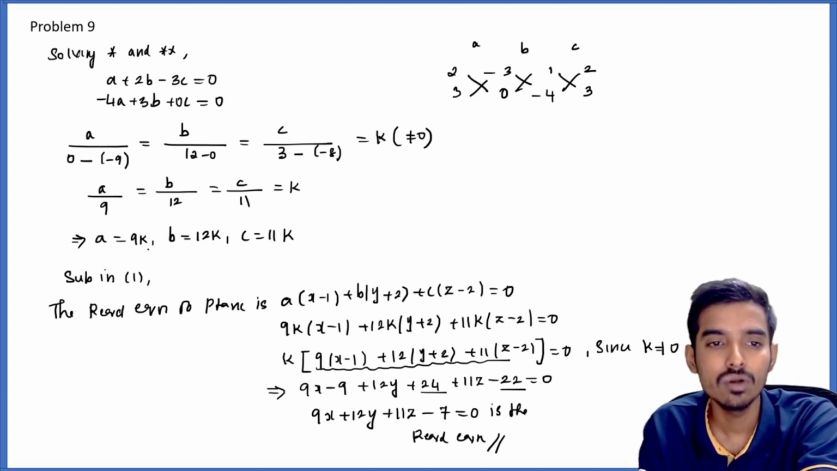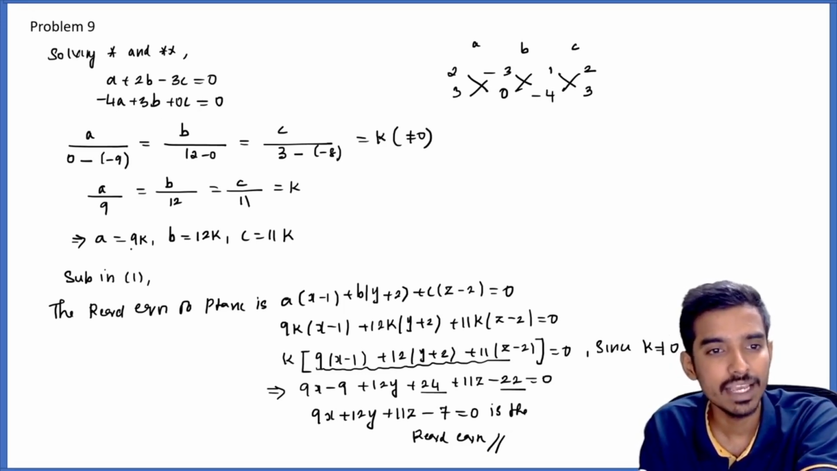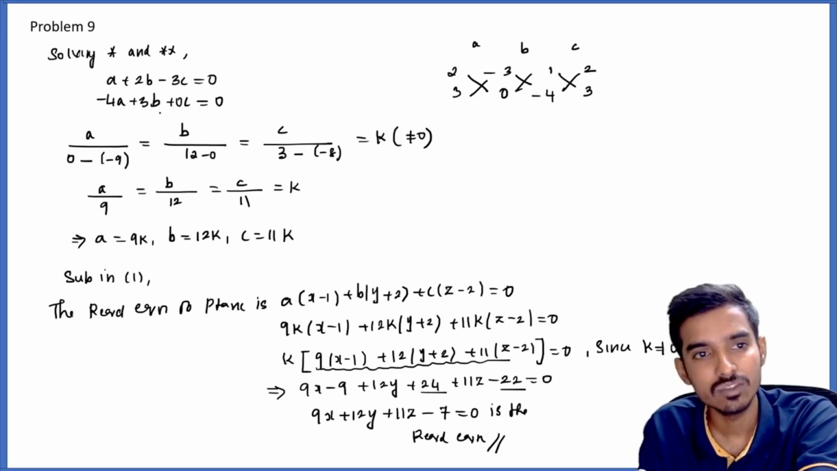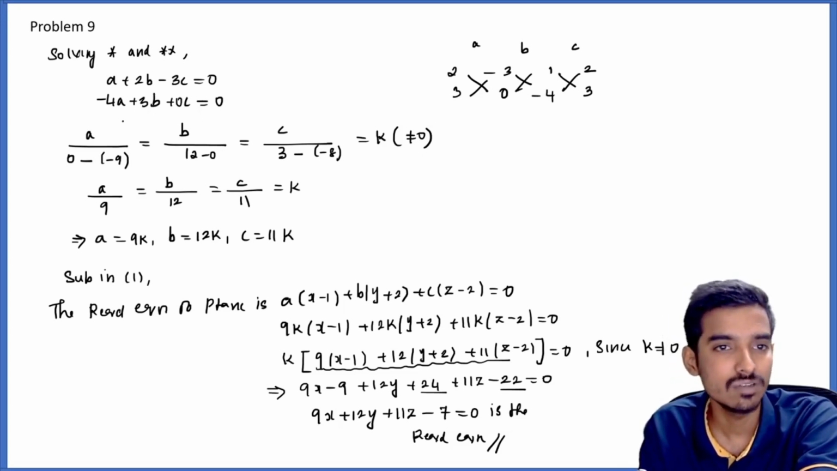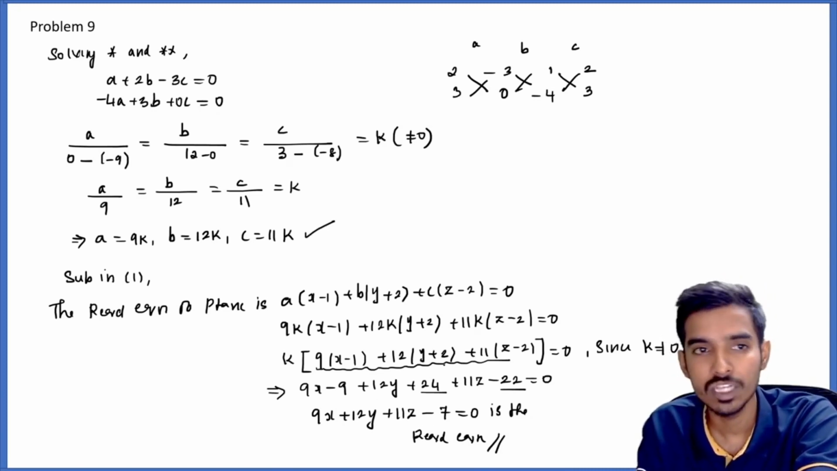We're getting A equal to 9k, B equal to 12k, C equal to 11k. So we substitute that and you will get the required answer, right? You can check it here. If you put k equal to 1, we have A equal to 9, B equal to 12. Substitute here. So minus 4 into 9 is minus 36, plus 3 into 12 is plus 36. So minus 36 plus 36 is equal to 0. It is satisfied. So therefore, these are correct, right? Substitute back here, you'll get the required equation of plane, right?